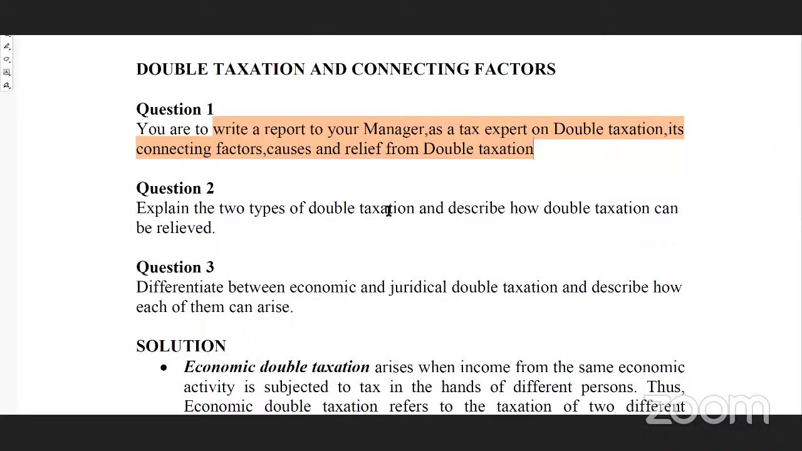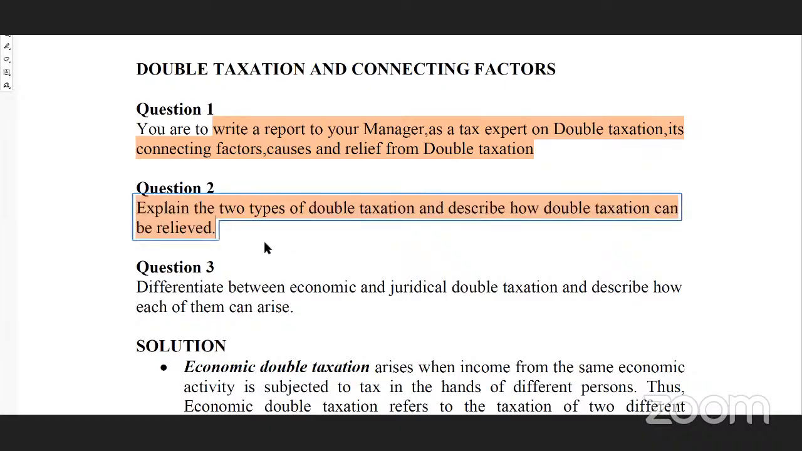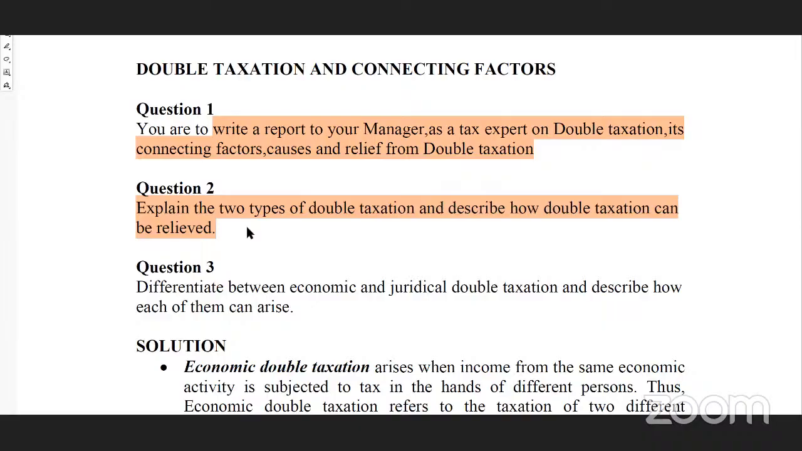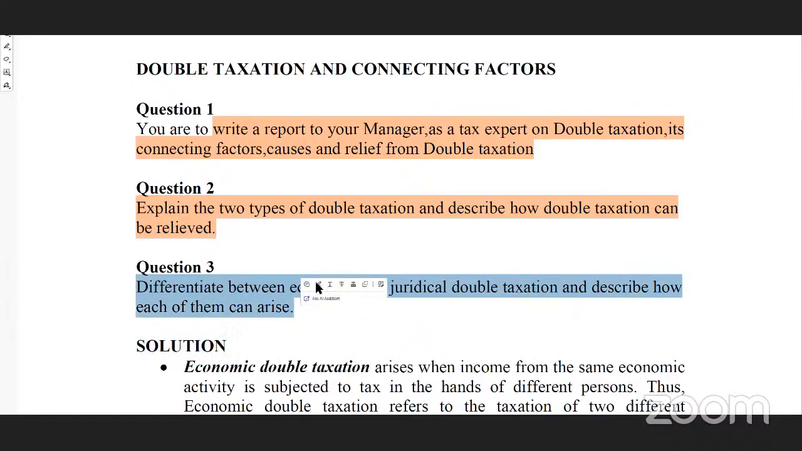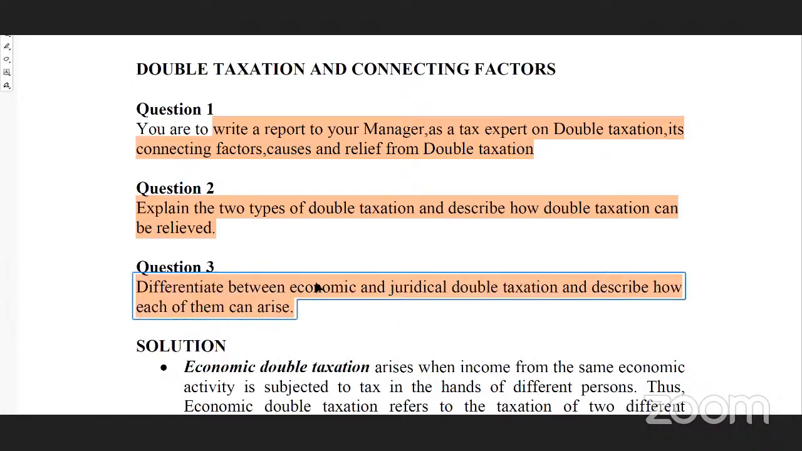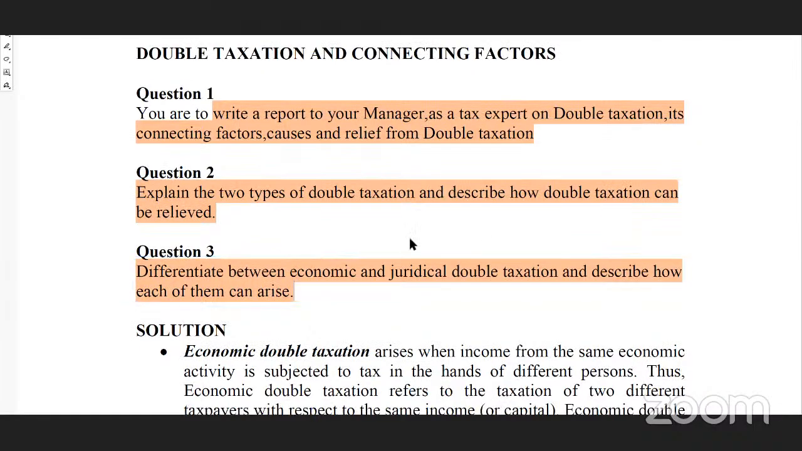Question 2, explain the 2 types of double taxation and describe how double taxation can be relieved. You know them, right? What are the 2 types? Economic and juridical. Now, the next type of question says what? Differentiate between economic and juridical double taxation and describe how each of them arise. And these are frequently popping up almost every day. So I only teach you what you need for the exam. Nothing more, nothing less. Sometimes I end up going beyond that anyway. But you get the idea.